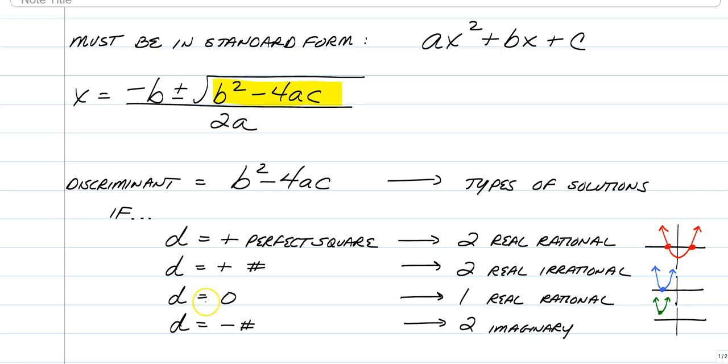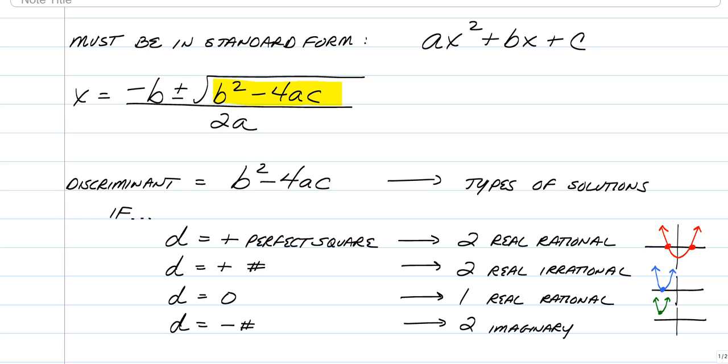If you have d is equal to 0, or a discriminant of 0, then you're only going to have one real solution. That's because you can only take the square root of 0. There's no plus or minus 0, because 0 is obviously just 0. It's neither positive or negative.